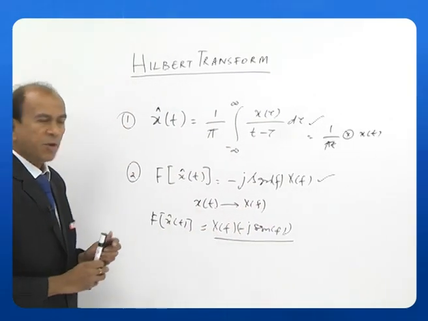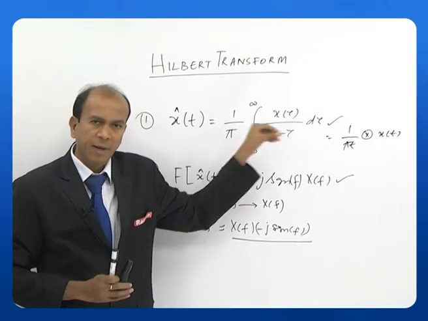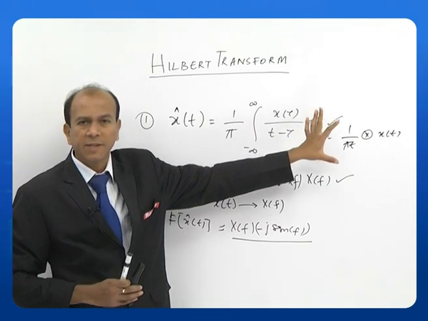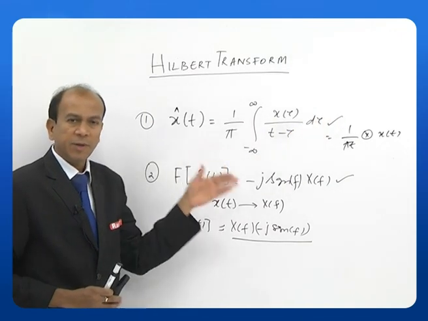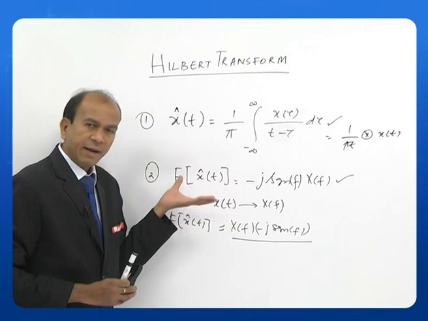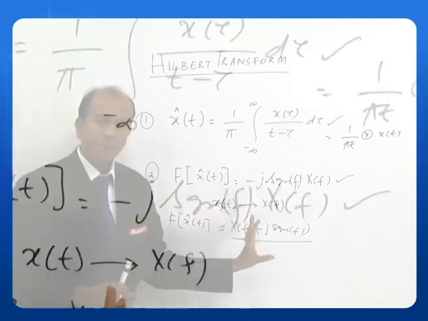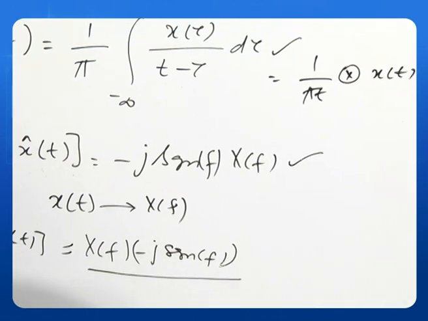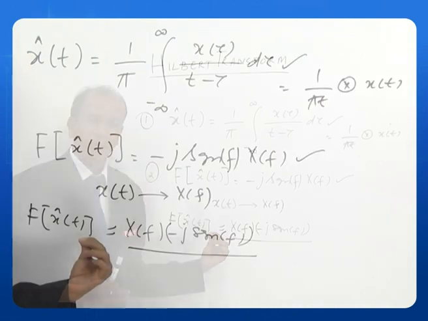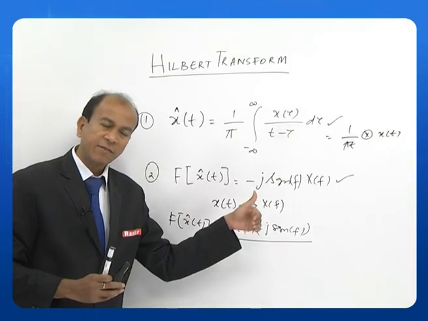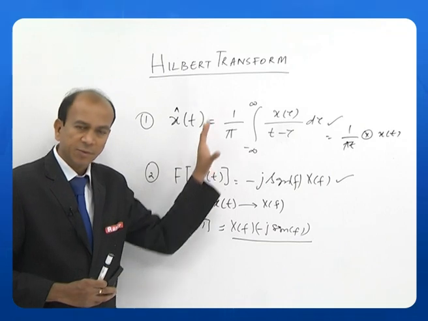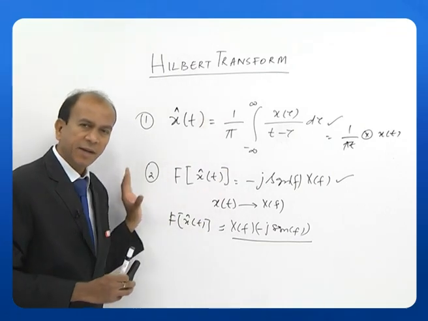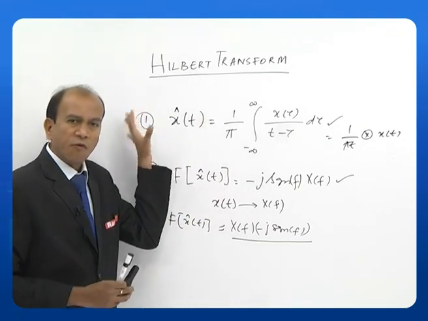Okay, the first formula seems to be a little bit complicated, and it takes a little bit more time. So, the most preferred method here is to take the Fourier transform of x of t, then multiply it by minus j signum of f, then you will get x cap of f, then you take the inverse Fourier transform of it, and you will get the Hilbert transform. So, the second method is comparatively easier than the first method.